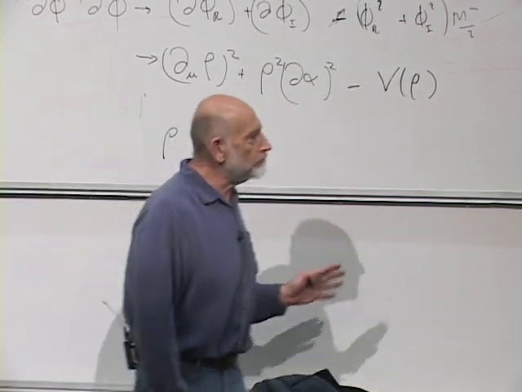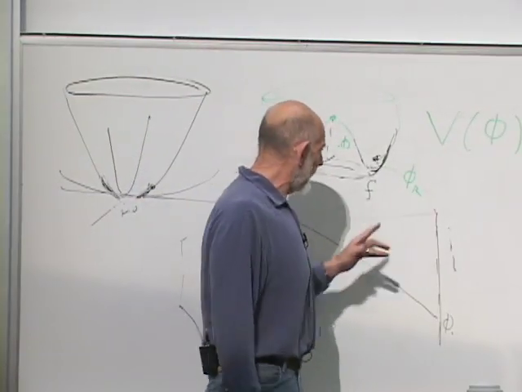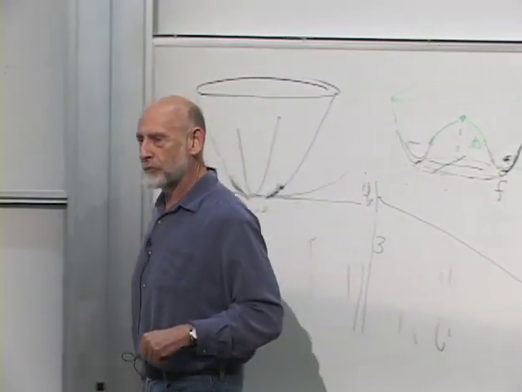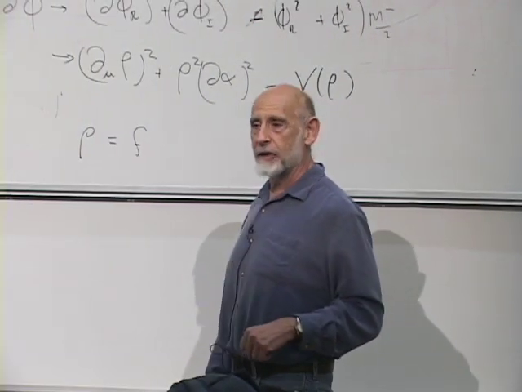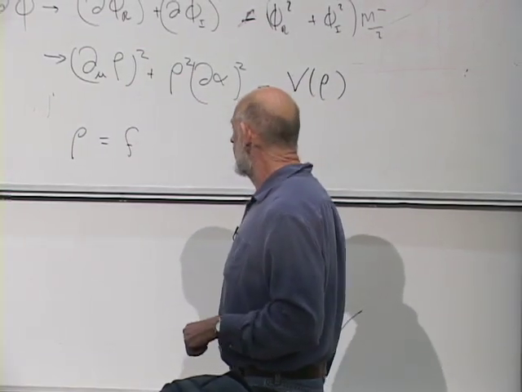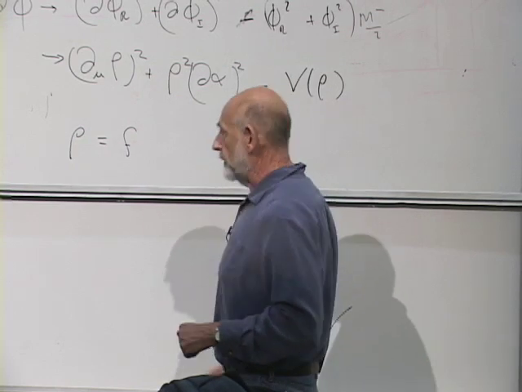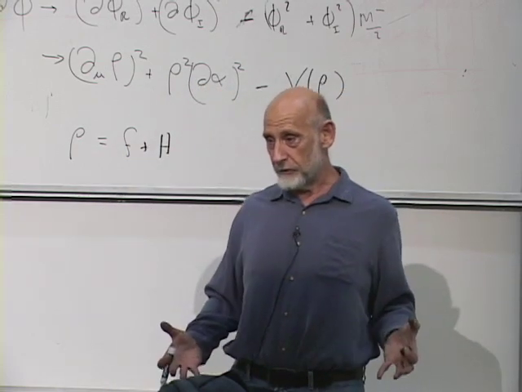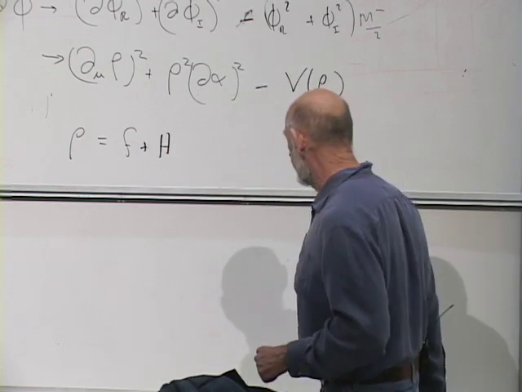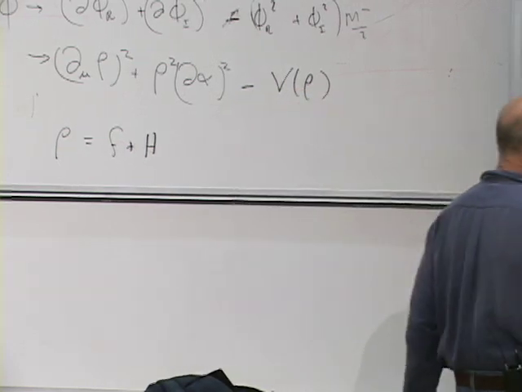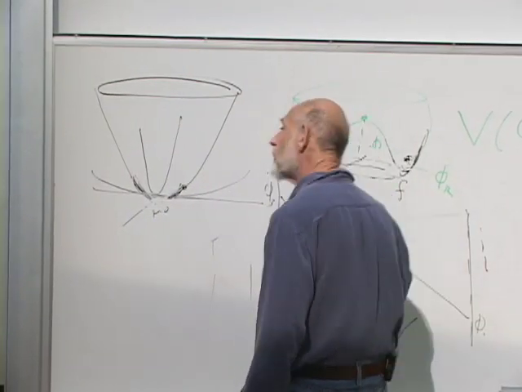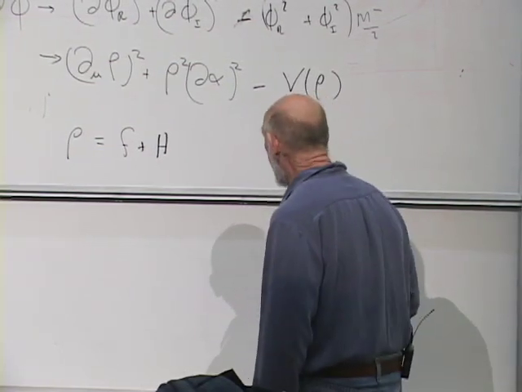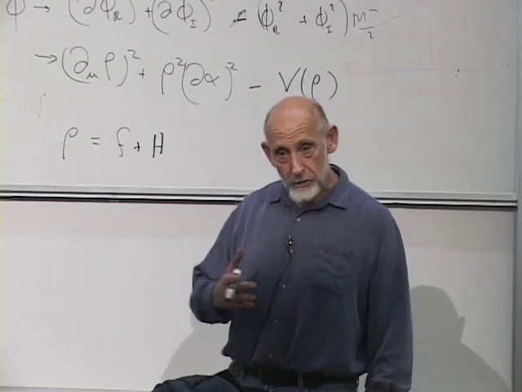In other words, the minimum energy is when rho is stuck at f. Anywhere along here, rho is stuck at f. But you can displace it a little bit, and let's represent that displacement away from f by a letter of the alphabet. I'm going to choose the next letter of the alphabet after f, which is h. H for what? H for Higgs. Okay? H for Higgs. All right? So the Higgs field is just the displacement of the radial direction, or the radial part of the field, away from its equilibrium.